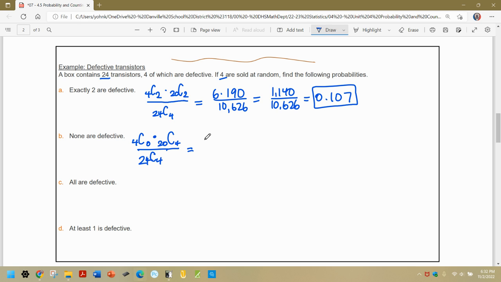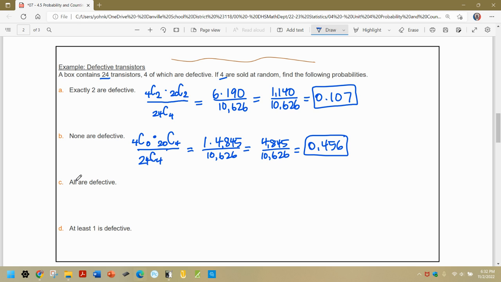So on the top, I have 1 times 4,845, and in the denominator, I have 10,626. That gives me 4,845 on top and 10,626 on the bottom. I divide, and that gives me 0.456. So there's roughly a 46% chance that if I grab 4 transistors, none of them are defective. It's not very good odds.